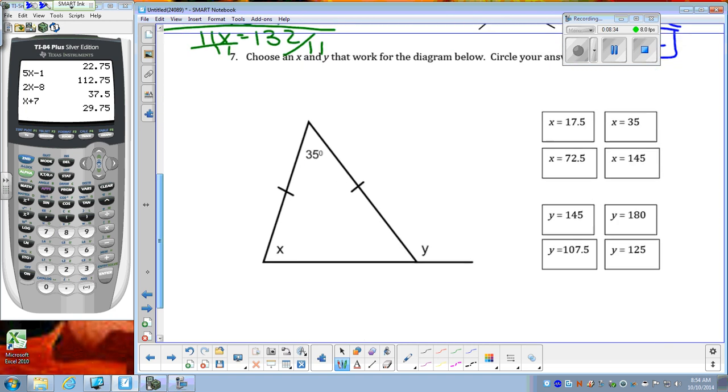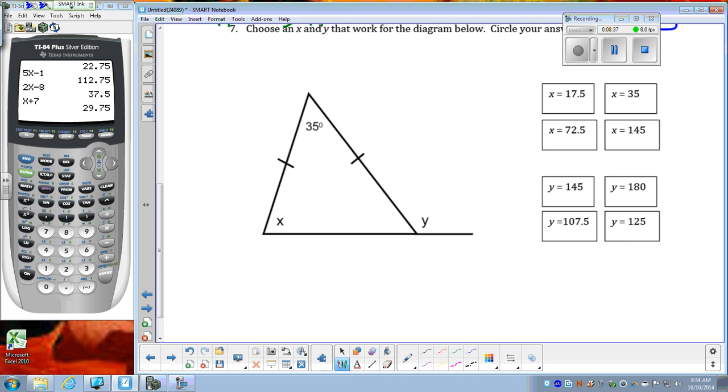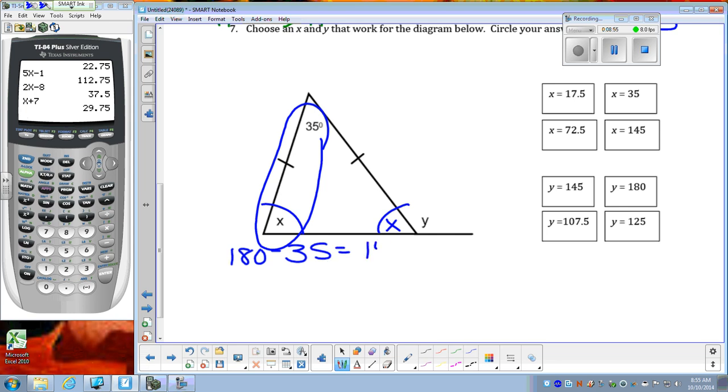In number 7, I'm going to have to use my isosceles triangles. Actually, no, I have to use my exterior angles. We'll figure out angle x. I know that these two angles have to be congruent. So I'm going to subtract 35 from the 180 to get 145, and then divide by 2 to get x. So x has to be 72.5.